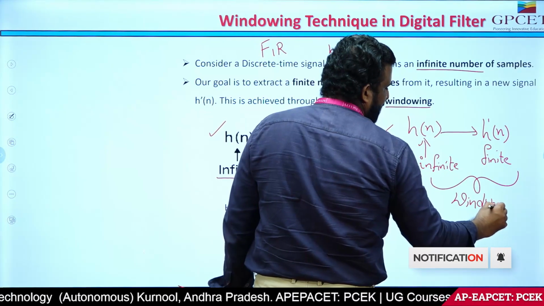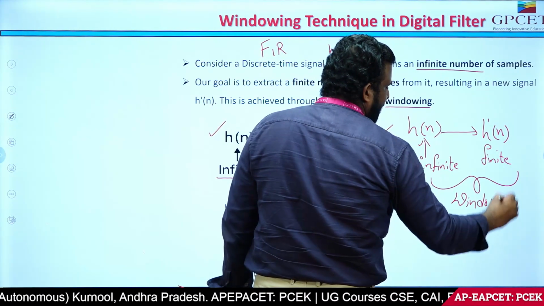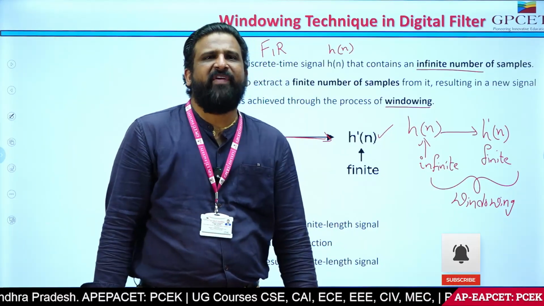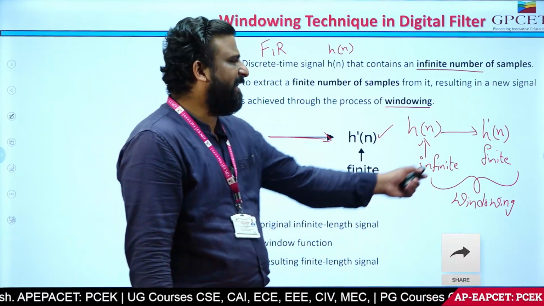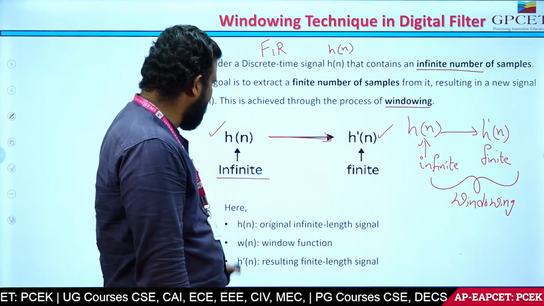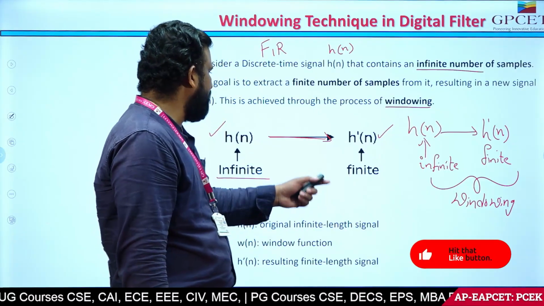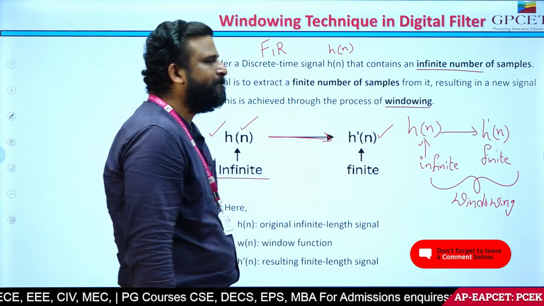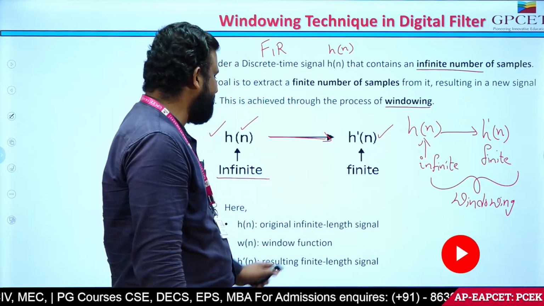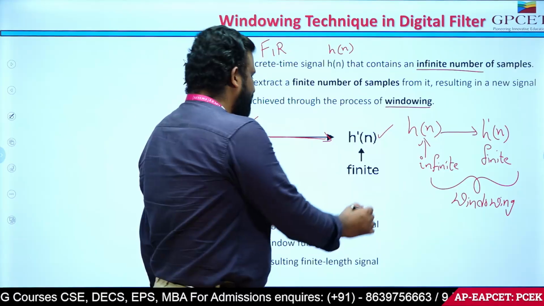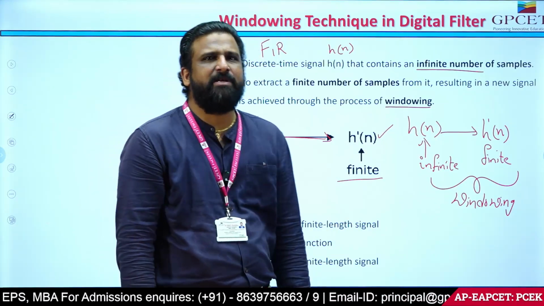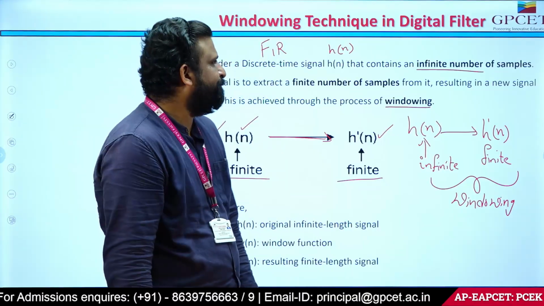What is meant by windowing technique? The windowing technique is the technique used to convert an infinite number of samples into a finite number of samples. Here, h of n is the original infinite-length signal, and h dash of n is the resultant new signal, which is a finite length signal with a finite number of samples. Okay, so this is the windowing technique.